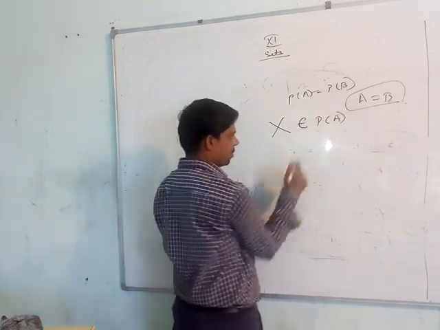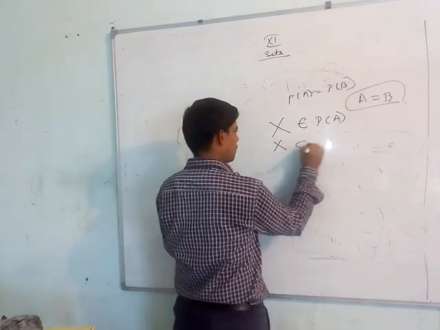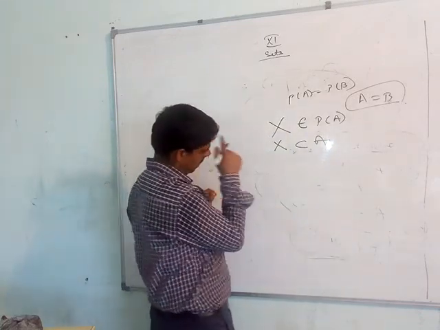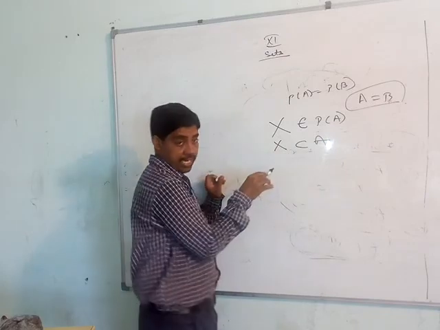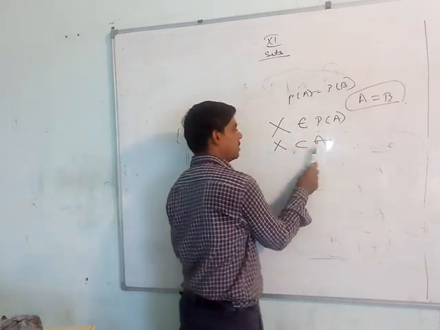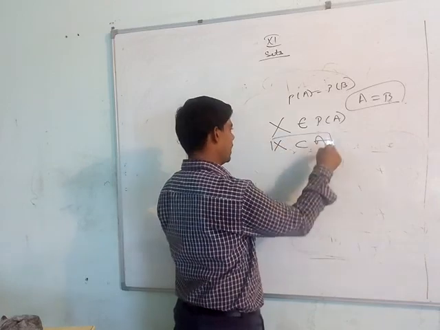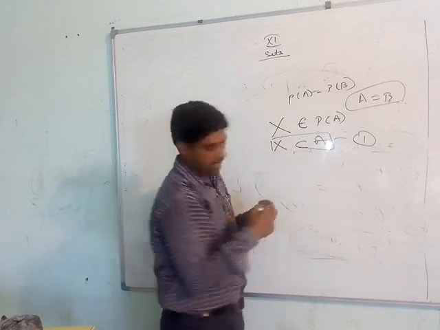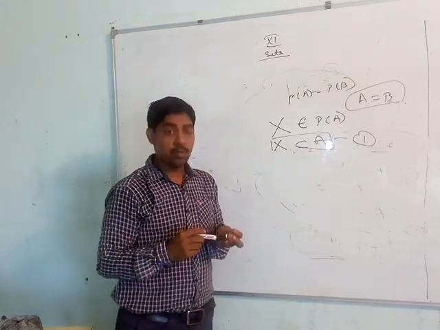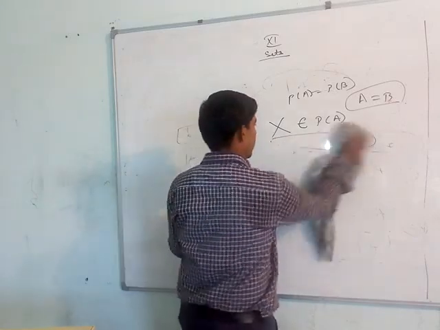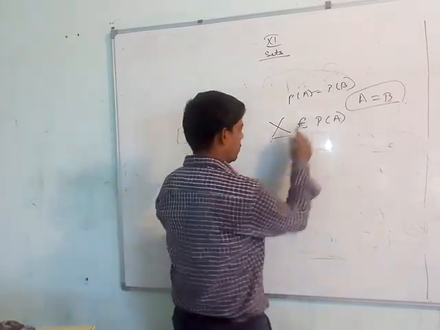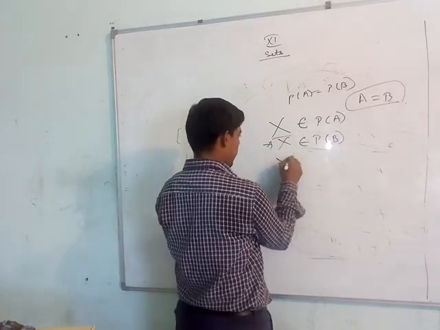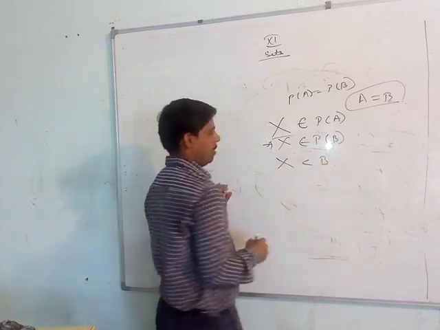And now if this X belongs to power set of a, that means X must be a subset of a, right? This we can write because X is a set which is in power set, therefore X is the subset of A. So this we can write as 1. If X is the subset of A and it is given that power set of A is equal to power set of B, तो यहाँ से इसको एक बार ऐसे कर लेते हैं, X belongs to power set of A, this implies X belongs to power set of B, this implies X is a subset of B.